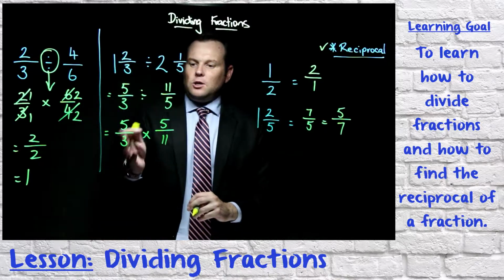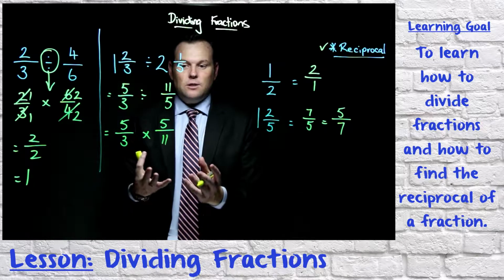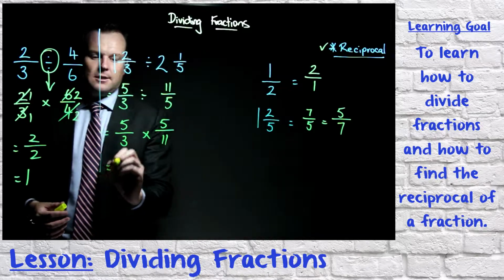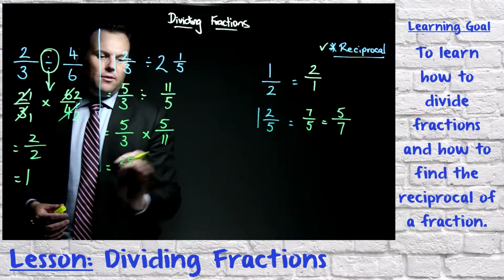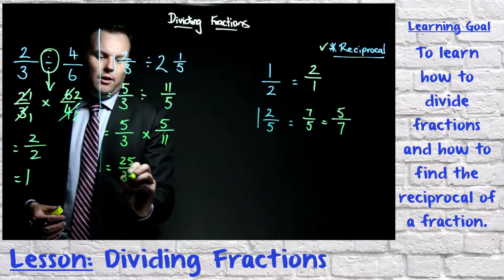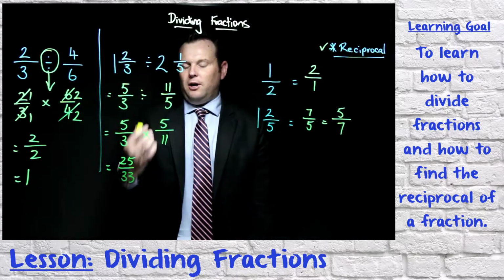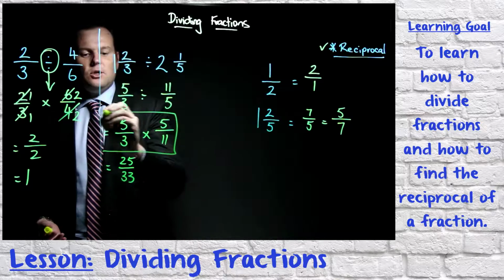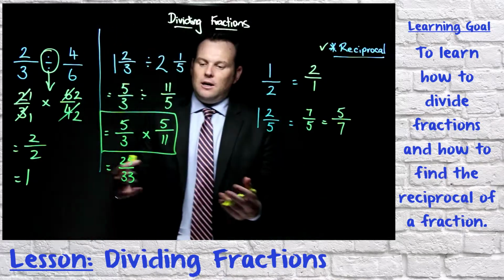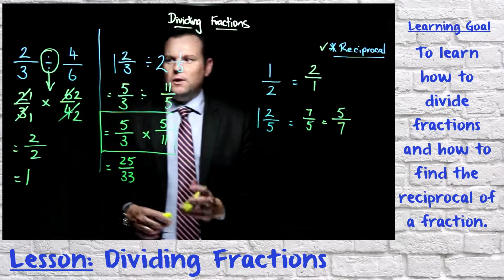Now I can see, can I cross cancel? No, I can't. There's no cross cancelling to be done there. 5 times 5 gives me 25, and 3 times 11 gives me 33. Now, that is simplified. I don't need to check that because I know that if there's no cross cancelling to do, then I'm going to have a simplified answer at the end.